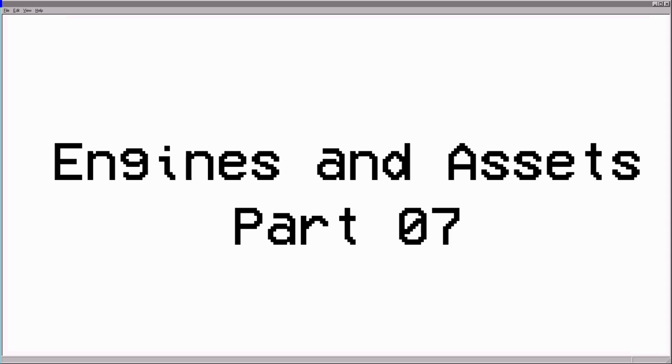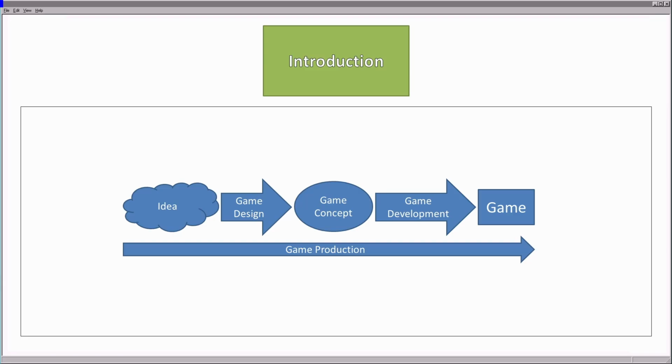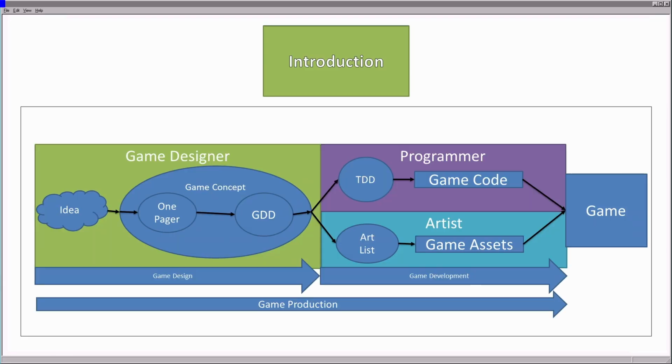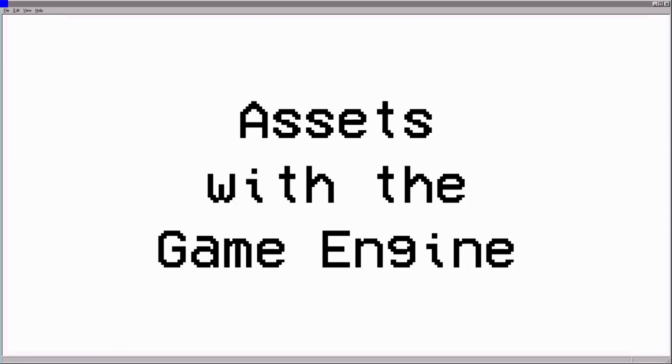And welcome back to Computer Science 552 Game Development. Within our game production process, we're focusing primarily on game development. Within that process, we start looking at the role of the artist creating game assets. We now start discussing assets and how they work with a game engine.